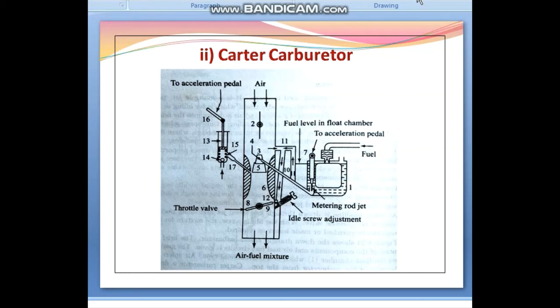The sole purpose of the accelerating pump is to provide an extra spurt of a little quantity of fuel during acceleration to avoid a flat spot. Okay, so this pump does not supply any fuel during other situations of idling, running, or cruising and overload.